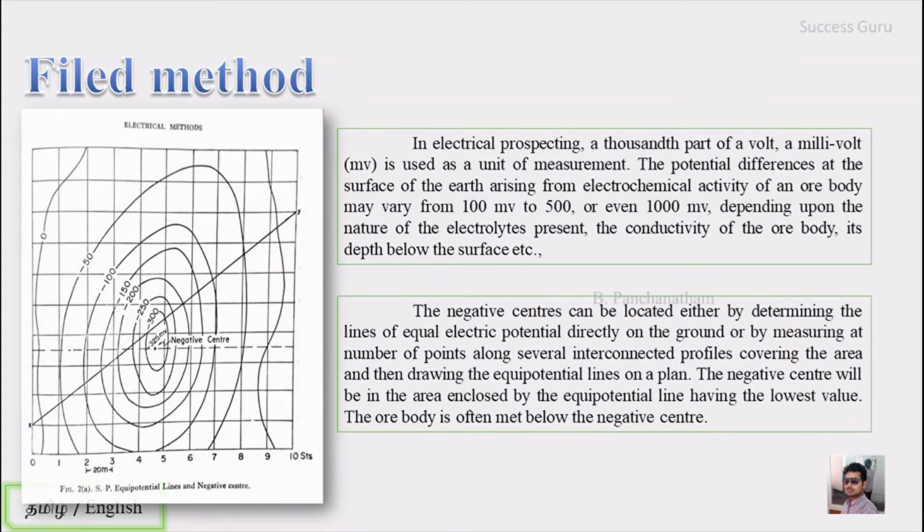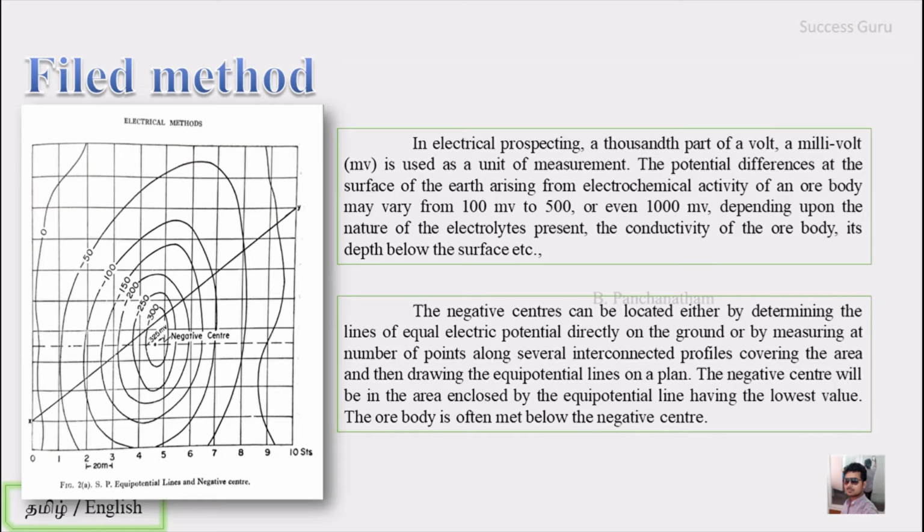So the negative center can be located either by determining the line of equipotential directly on the ground, or by measuring the SP value at different points lying in an array. After doing that, we can simply plot the contours for that array, and we can simply find out the negative center.